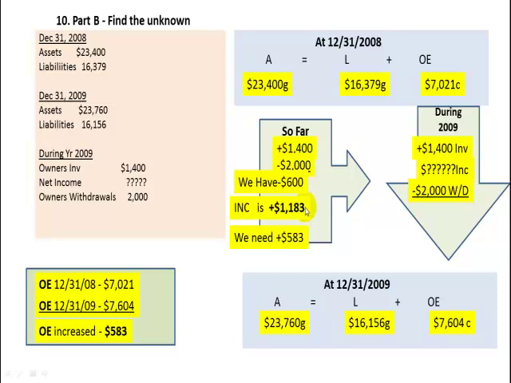So you can plug this into your calculator and say that if we were at a minus 600 and we added 1183 to it, then we would end up with a net increase in owner's equity of 583, and that means that net income has to be 1183.